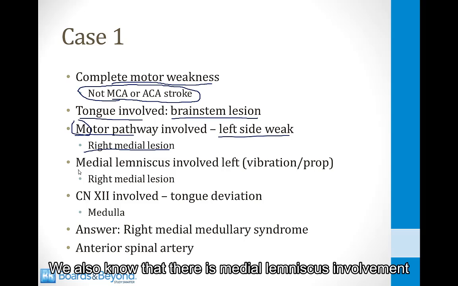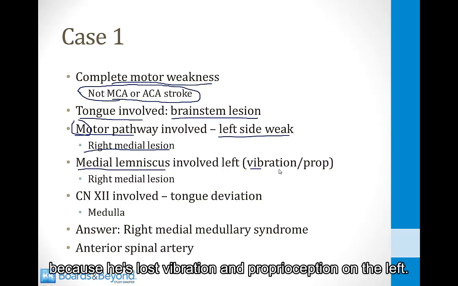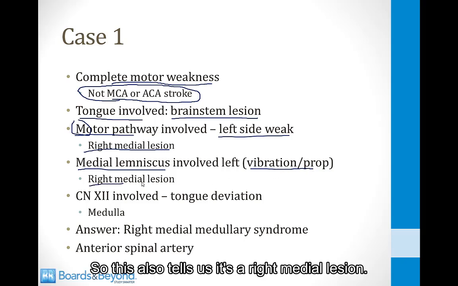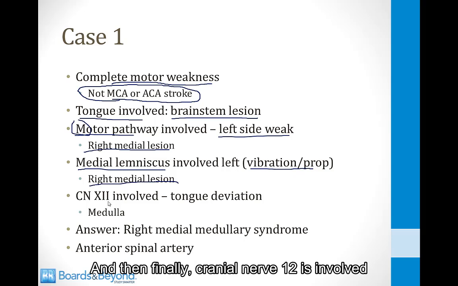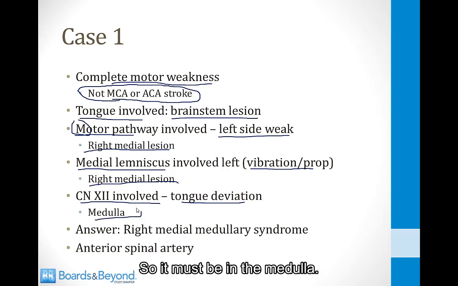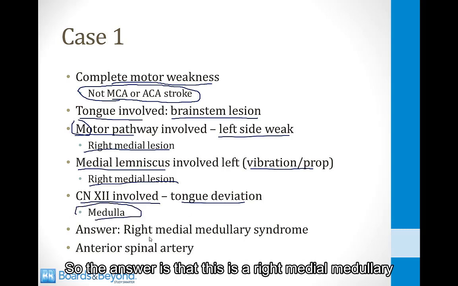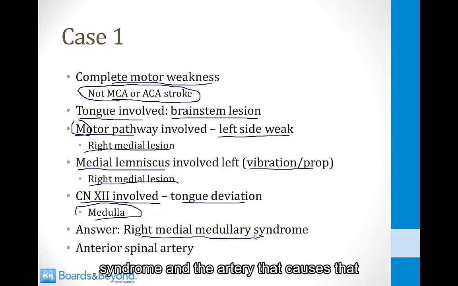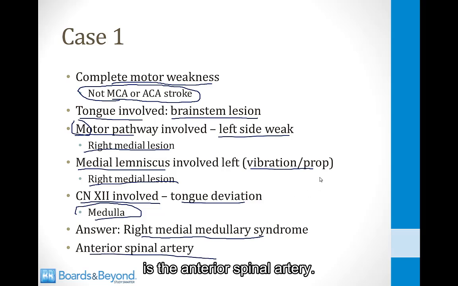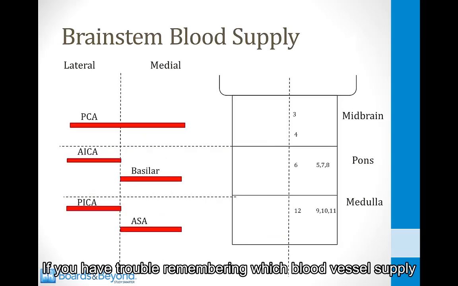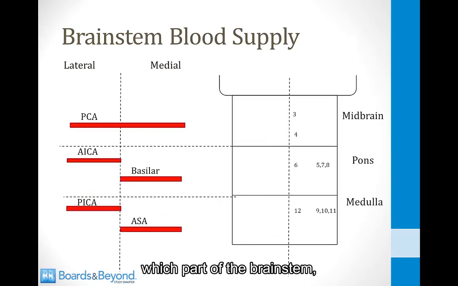We also know that there is medial lemniscus involvement because he's lost vibration and proprioception on the left. So this also tells us it's a right medial lesion. And then finally, cranial nerve 12 is involved because the tongue is deviated, so it must be in the medulla. So the answer is that this is a right medial medullary syndrome, and the artery that causes that is the anterior spinal artery.